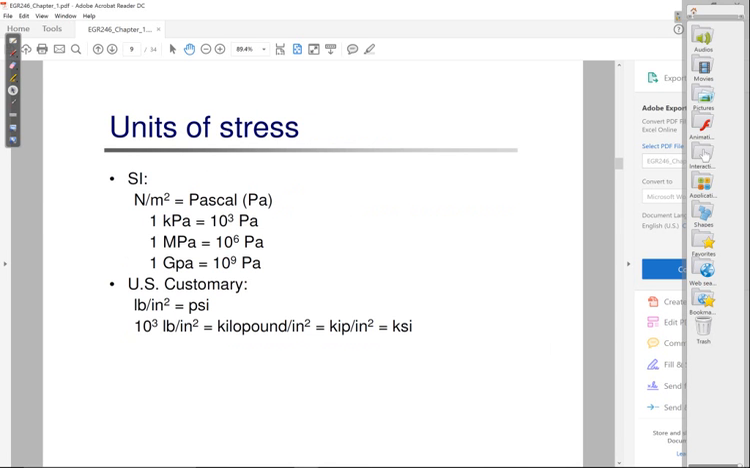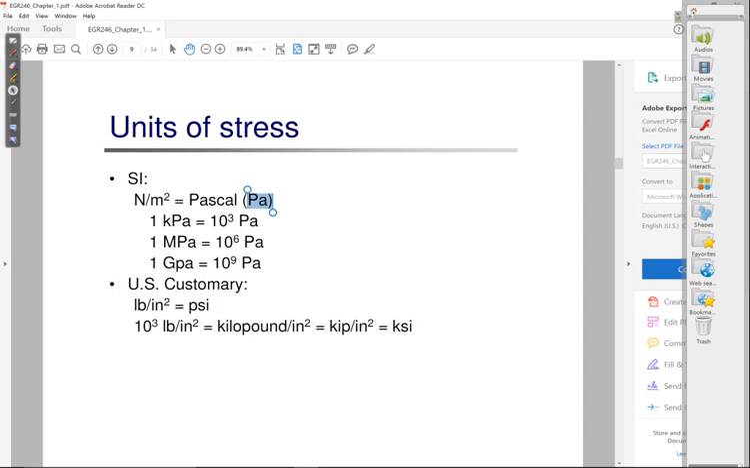Now, units of stress. Because stress is very similar to pressure, it's going to have the same units as pressure. So in the SI system, your units of stress are going to be in newtons per meter squared, and that's given its own unit, which we refer to as the Pascal, abbreviated capital P, lowercase a. How large is a Pascal? Let's try to get a feel for how large a Pascal is.